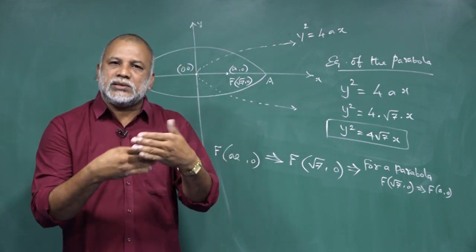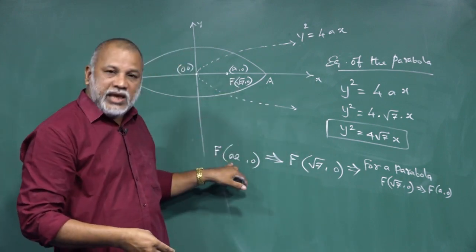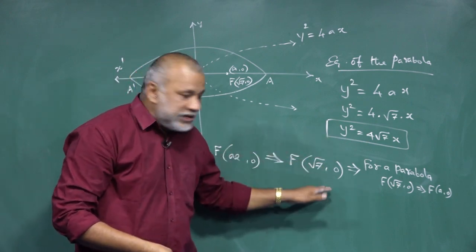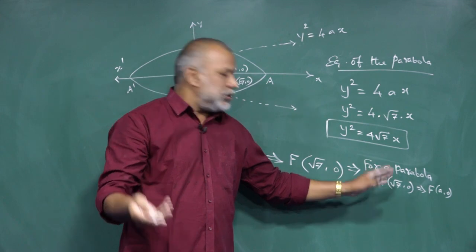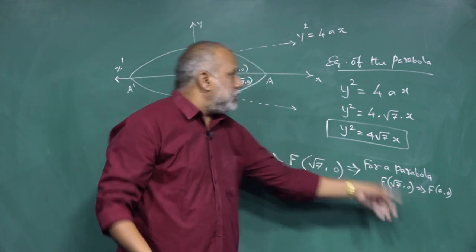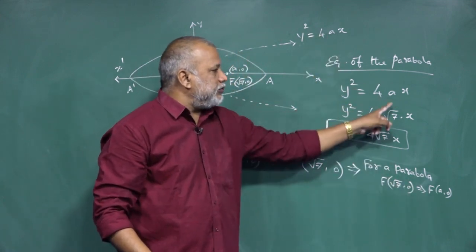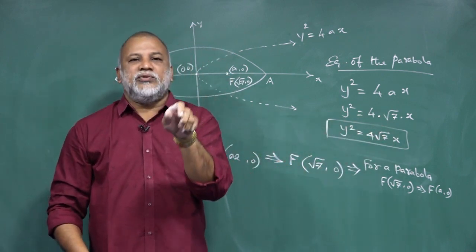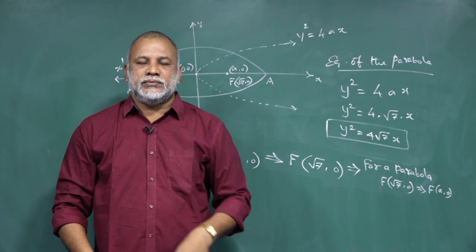So both the foci are common. First we have to find AE. After that, this AE becomes root 7 comma 0. This focus is also for the parabola, so we can consider the focus A comma 0. Substitute into the standard equation, y squared equal to 4x, instead of this substitute. Please students, just read the question and follow. Try to do it.